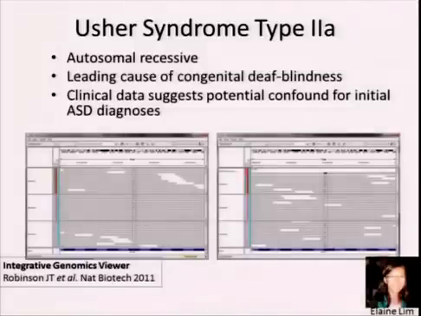So one of the other things that's neat that you can do with this kind of data is look at some of the genes. The gene that we look at in particular that draws our attention is USH2A.